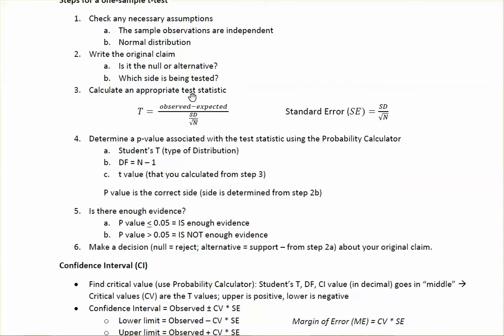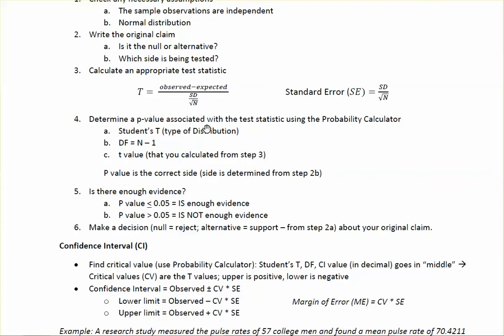Calculate the appropriate test statistic. In this case, the t-test, the test statistic is the t-value. That's the observed value minus the expected over the standard deviation, and that is the sample standard deviation, because we don't know the population standard deviation, over the square root of n, which is the number in our sample. Also notice the sample standard deviation over the square root of n is the standard error.